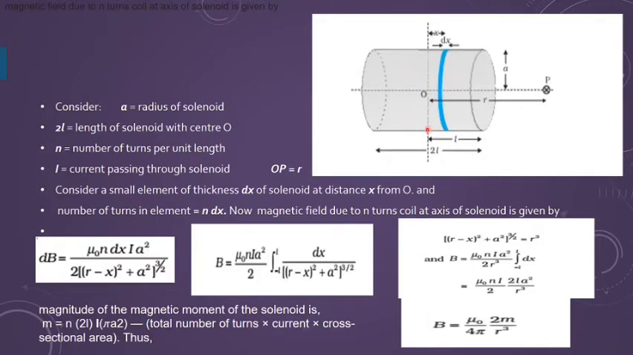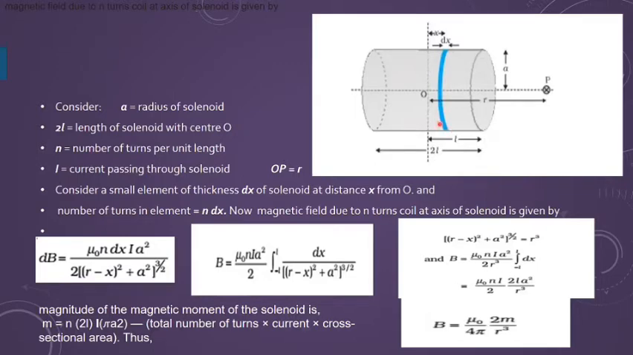Now what we are doing is, I am assuming a small element at a distance x from the center of this solenoid, on the line passing through the center O. At a distance x, I am taking a small element dx. This small element dx has been taken, and if the total number of turns per unit length is n, then the number of turns in this small element will be equal to n into dx. dx is the length of the small element.